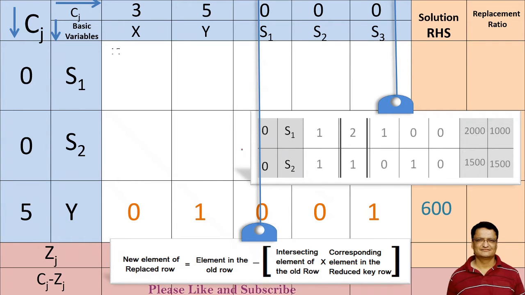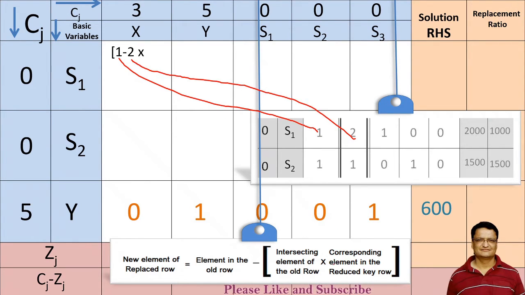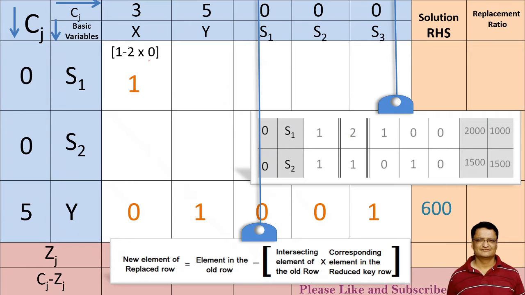Now this one is coming from the element from the old row, right, minus the intersecting element of the old row. So this 2 will come over here, into the corresponding element in the reduced row. Okay, so that will give me a complete value of 1, right? Similarly we will calculate the remaining elements. So for this particular element, let us calculate it.